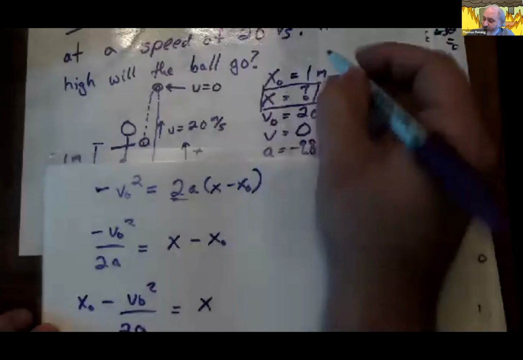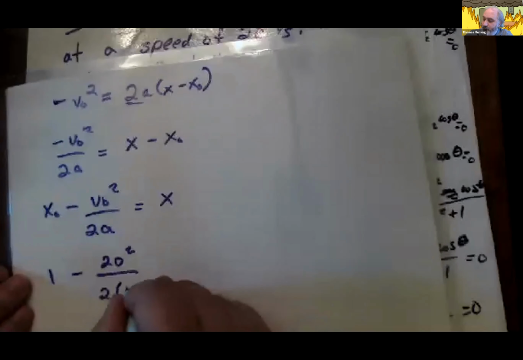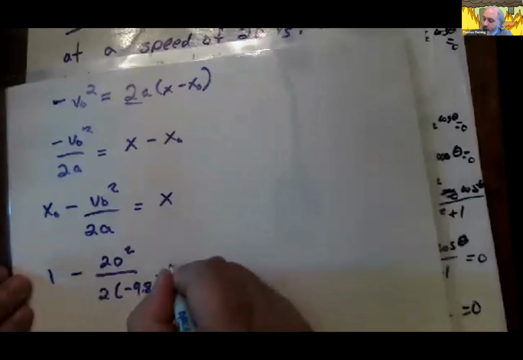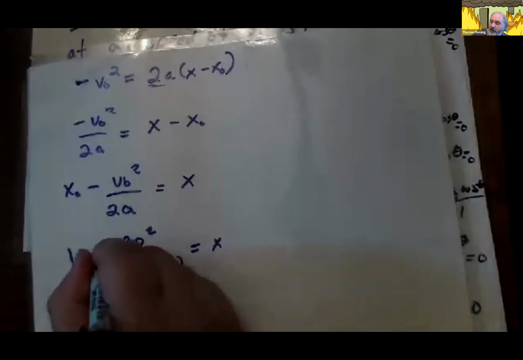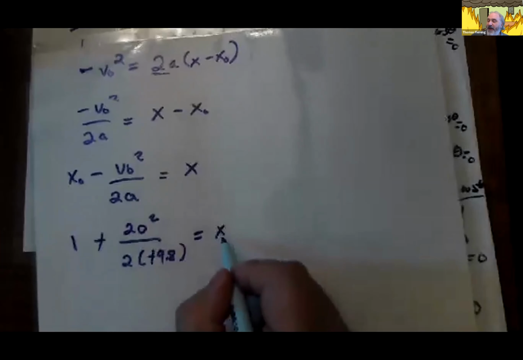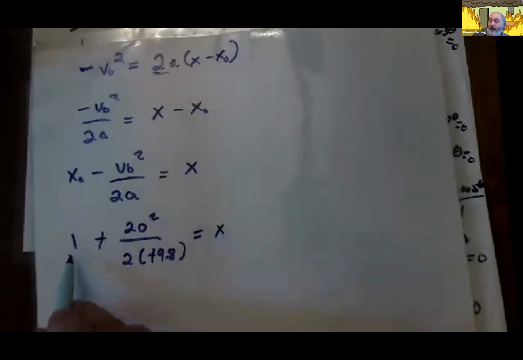x initial was 1, so it's 1 minus v initial, so that's 20 squared divided by 2 times, what's my acceleration? Negative 9.8. And notice I got a minus over a minus. That's going to cancel and become plus, which makes sense because my final height should be the 1 meter that I started at plus some extra. So I had to have a larger answer than I started with.